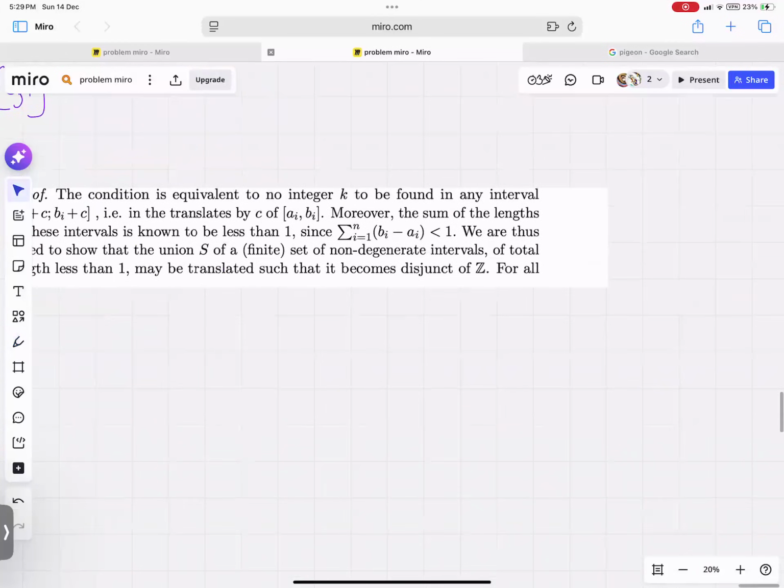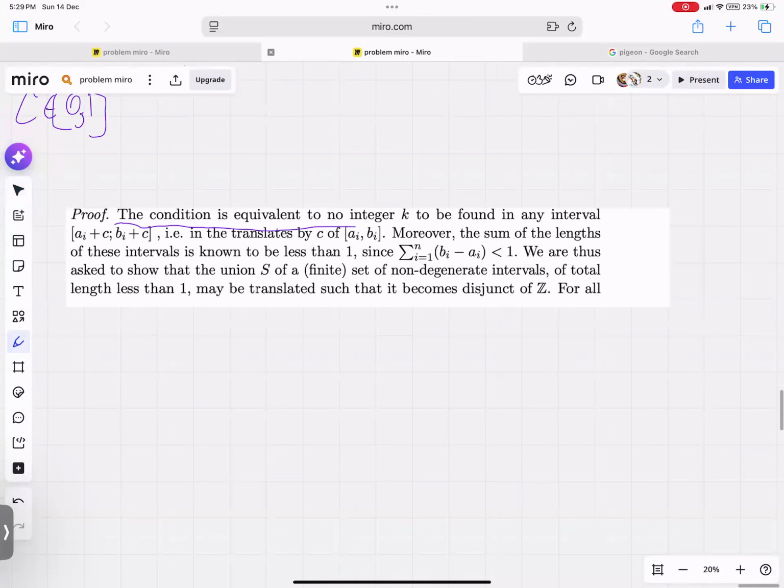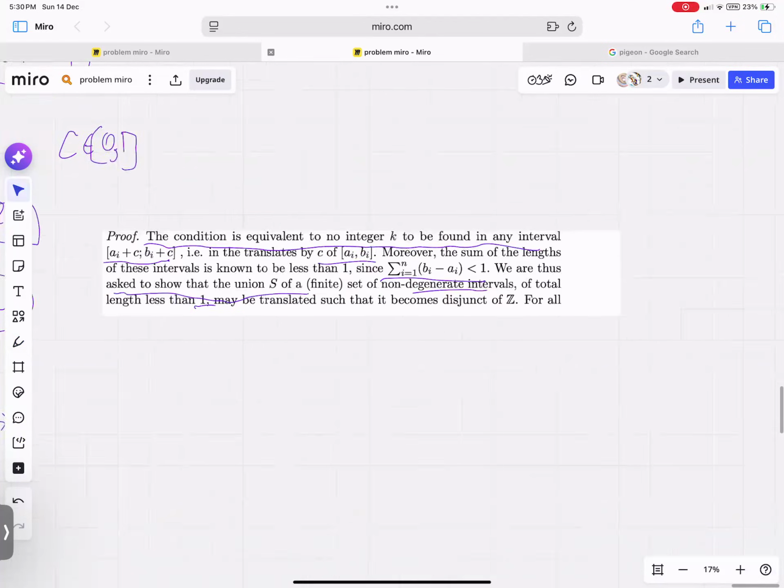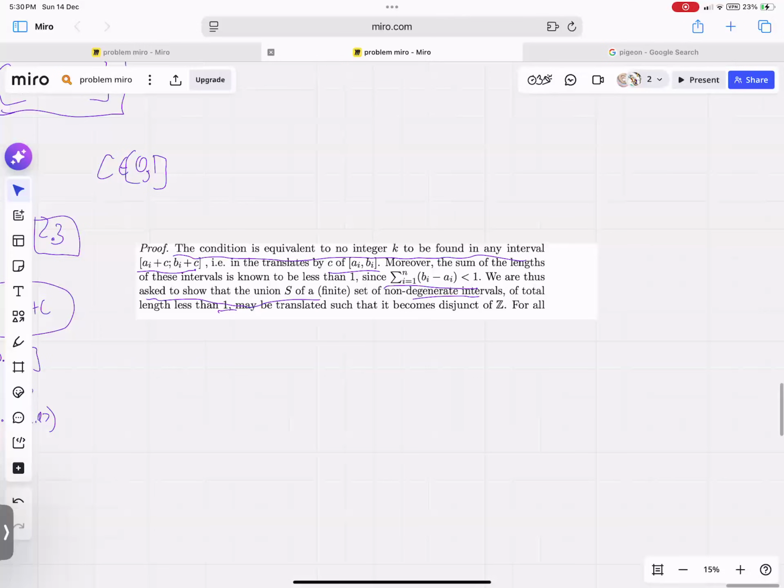So this is the proof that I have. So the condition is equivalent to no integer to be found in the intervals between ai plus c and bi plus c, which was the first thing I did, i.e. the translates of ai bi. Moreover, the sum of the lengths of these intervals is at most 1. Thus, we are asked to show that the union S of a finite set of non-degenerate intervals of total length less than 1 may be translated so that it becomes disjoint of the integers. Is this clear? This is essentially what the first pass did first.